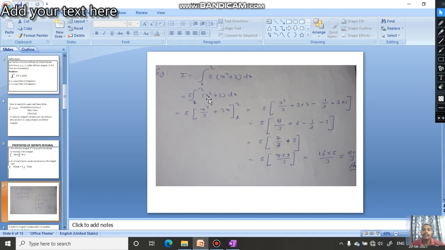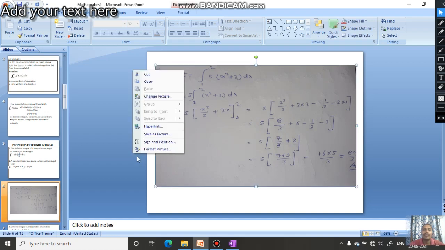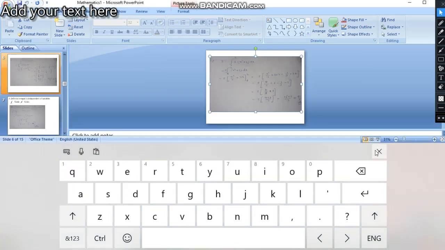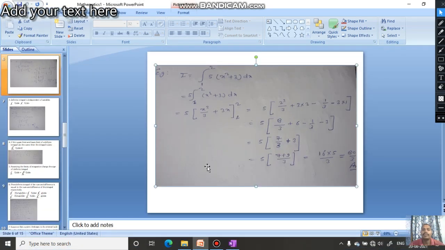We simply apply the formula of x to the power n plus 1 divided by n plus 1, and we know that the integration of 1 is x. So we simply solve this integration and put in the upper limit and lower limit, and the final outcome is 80 by 3.